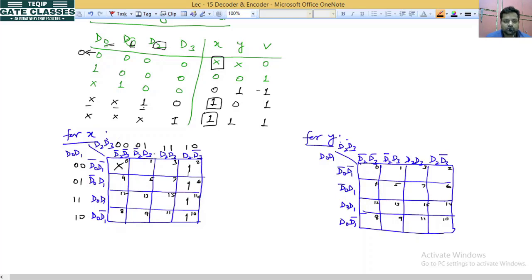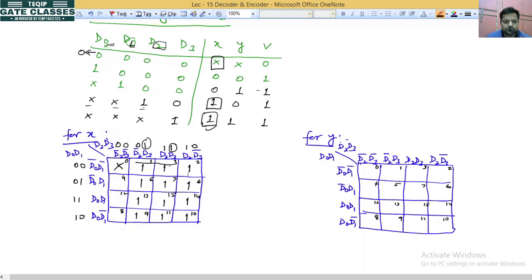Okay? Now if you see here, for this one I am going to write the output 1. So for this one, when D3 is 1, in all the cells where D3 is 1, we put 1 here. Okay? So where is D3? D3 is this one and this one. So here D3 is 1, D3 is 1. So you have to put 1 as output in all these cells.